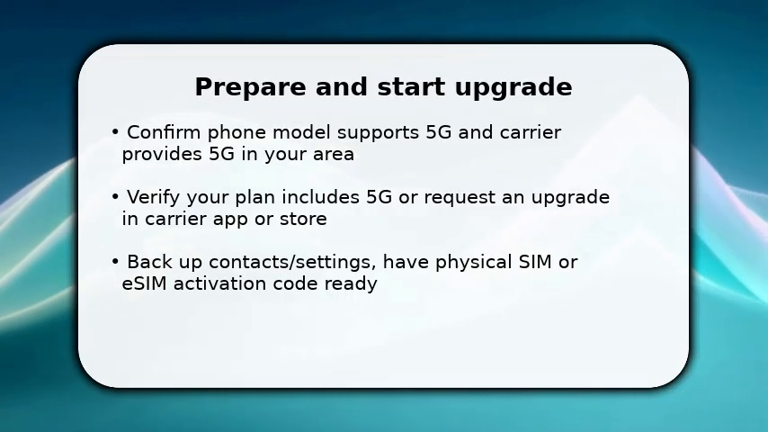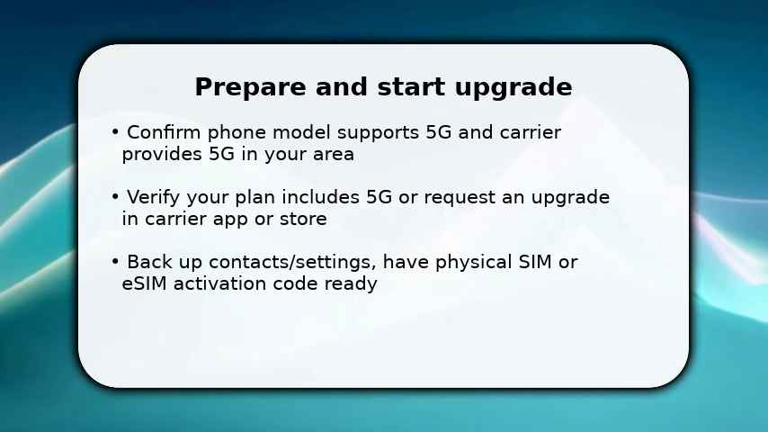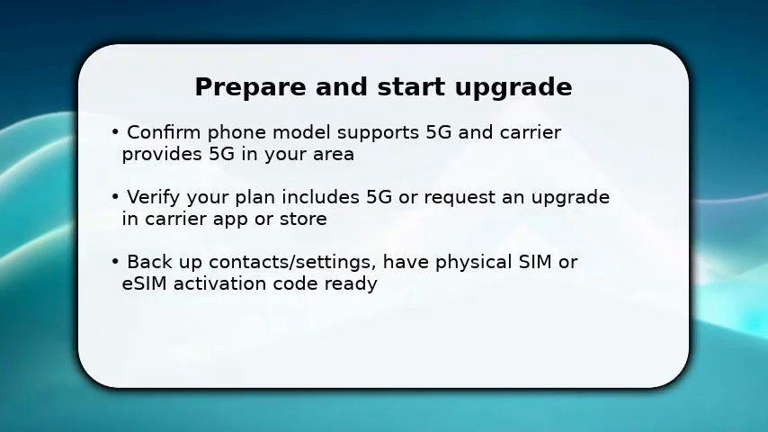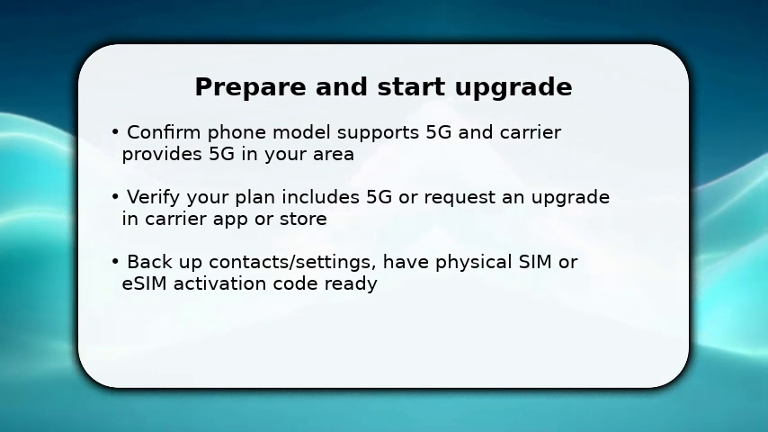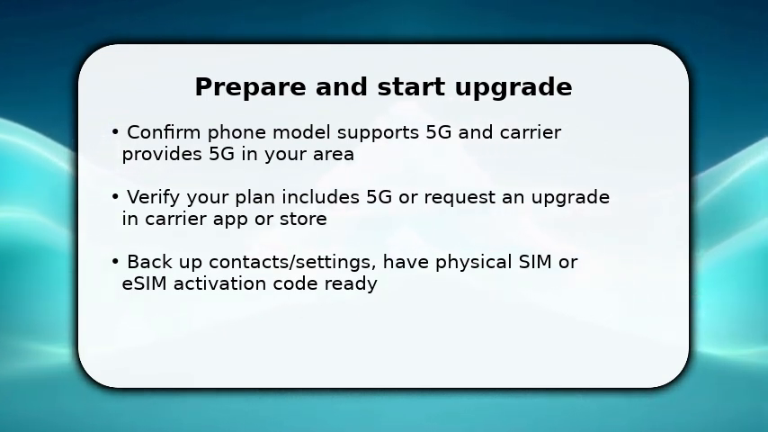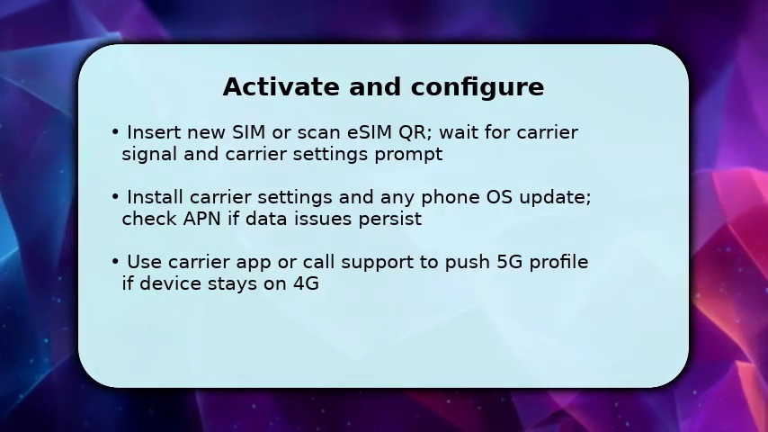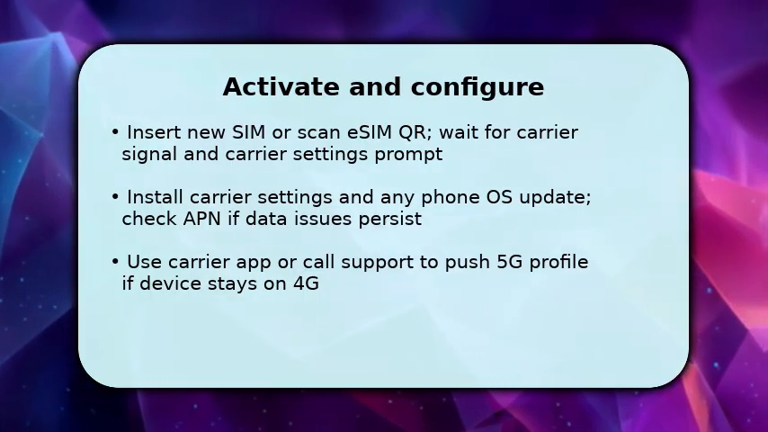Make sure you have your SIM tray tool or eSIM activation QR and a quick backup of contacts. Then go to Settings to locate carrier or mobile plans and be ready to insert the SIM or scan the eSIM QR to begin activation. Once the SIM is in or the eSIM QR is scanned, your device should prompt to install carrier settings. Accept and restart if asked.